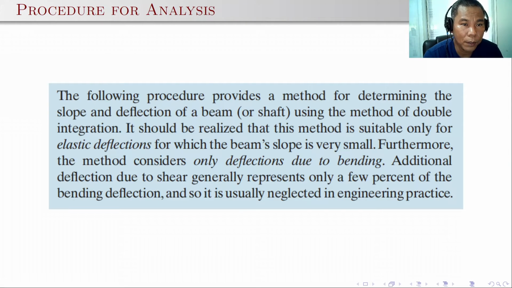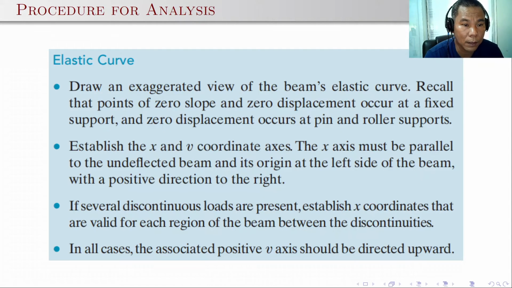For the procedure for analysis, the following procedure provides a method for determining the slope and deflection of a beam or shaft using the method of double integration. It should be realized that this method is suitable only for elastic deflections for which the beam's slope is very small. Furthermore, the method considers only deflections due to bending. Additional deflection due to shear generally represents only a few percent of the bending deflection, and so it is usually neglected in engineering practice. For the elastic curve, we can draw the exaggerated view of the beam's elastic curve.